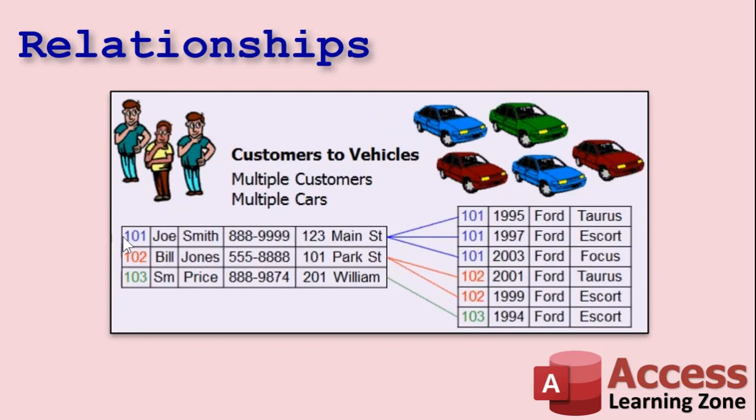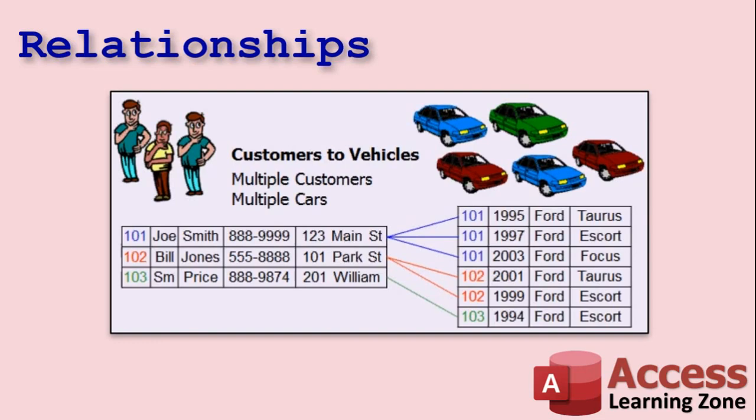Okay, so now I got 3 customers: Joe Smith, Bill Jones, Sam Price. And I can see each of their IDs here, and I can easily tell who owns what car. Put a 102 in there and a 103 in there for Sam Price or Small Price, whatever that was. I don't know what I was thinking. And apparently Joe and Sam are twins, I guess. All right, so you see how you put the customer ID in the other table.